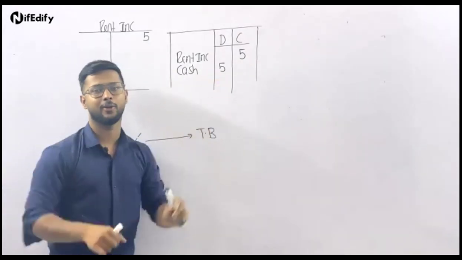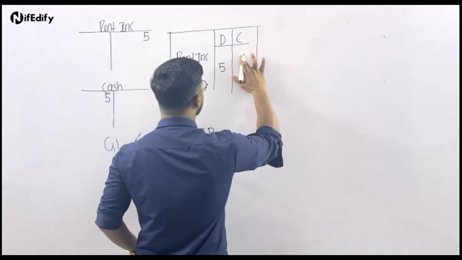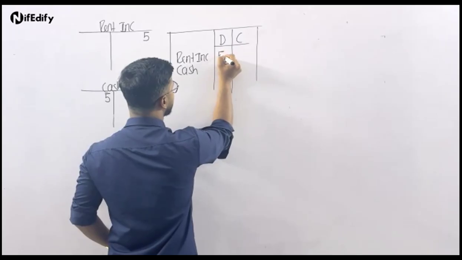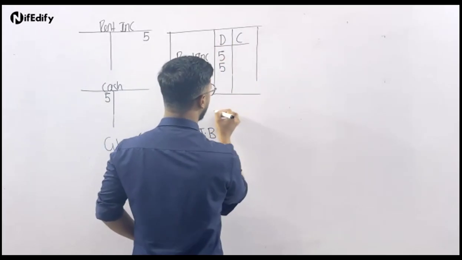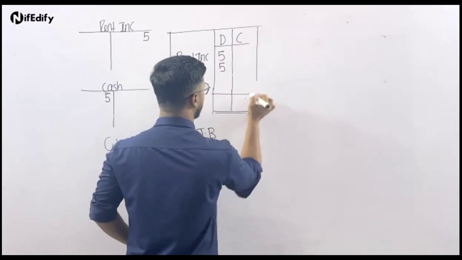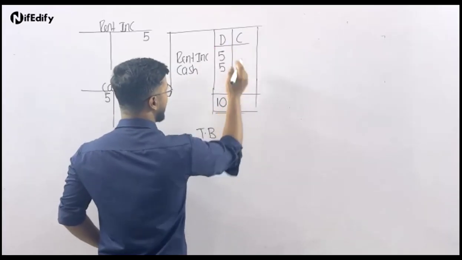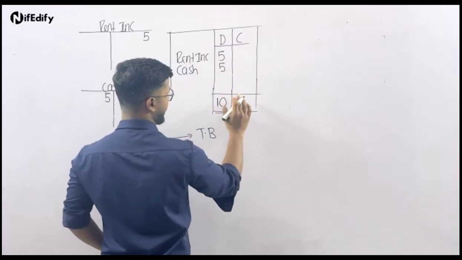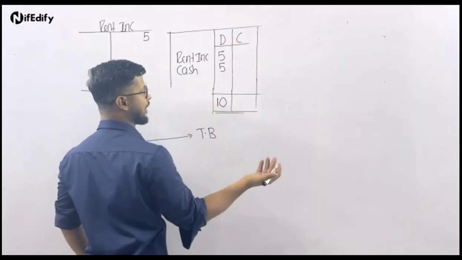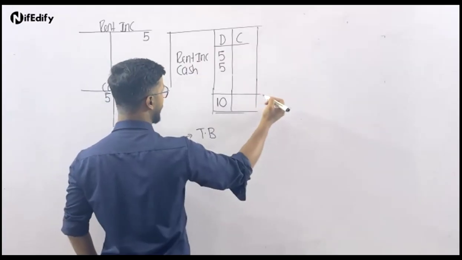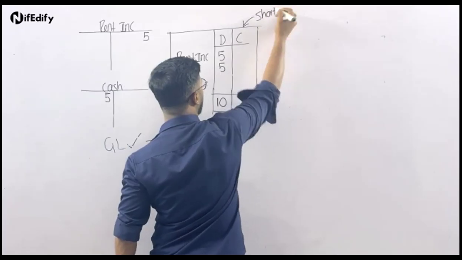But what did this guy do? Instead of crediting, he debited. Now, the TB is falling short by 10,000. On my debit, I have 10. On my credit, I've got nothing. So, TB is falling short, this time in the credit side.